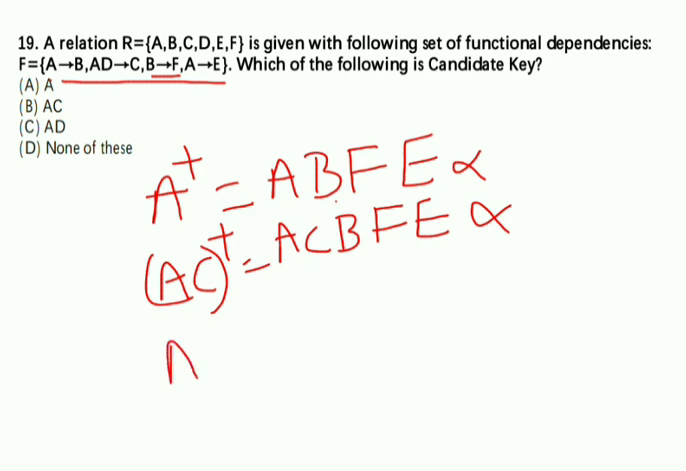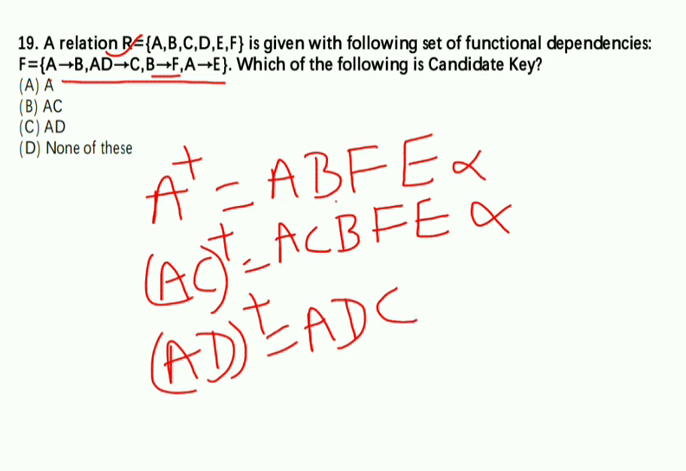So next we will check the AD closure. It will be AD itself, and then AD implies C here, so ADC, and A is followed by B, and B is followed by F, and A is followed by E. So this is a candidate key because it is satisfying all the values in the relation: A, B, C, D, E, F. So option C is the candidate key.